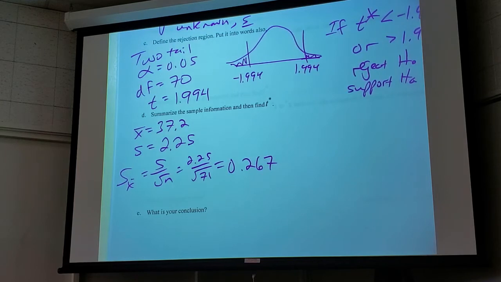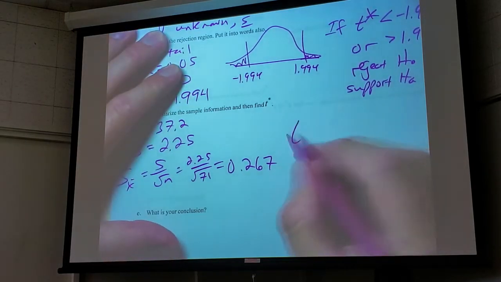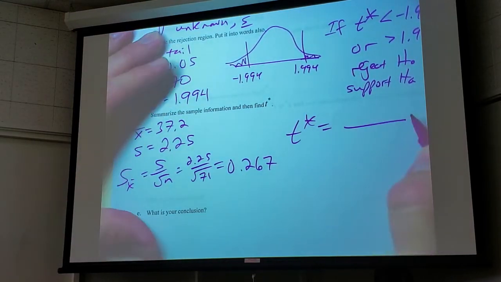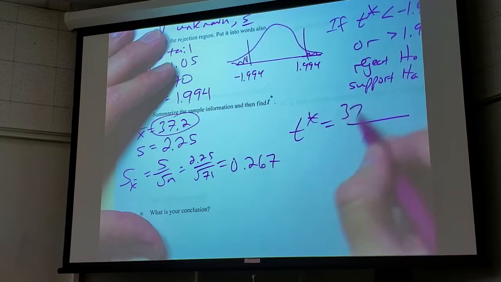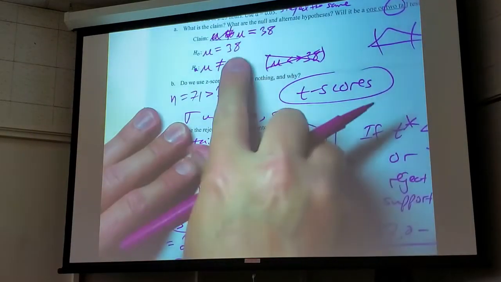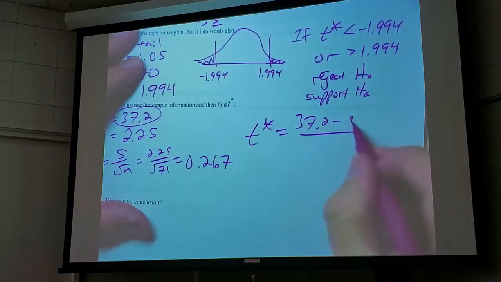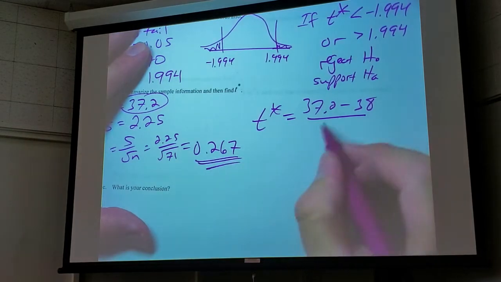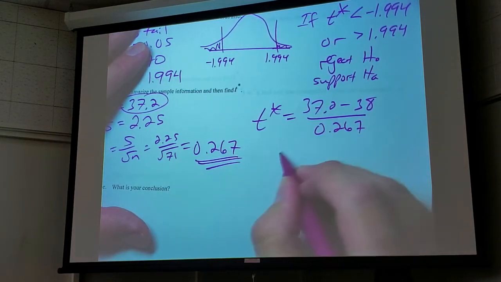You're probably mostly just worried about when am I going to let you out of here. But the t-score formula is the exact same as the z-score formula, because fundamentally they both mean the same thing. They really do. So thank the gods for that, right? So a t-star formula is the same. It's our data, 37.2, minus the supposed middle, 38, divided by the spread, 0.267.